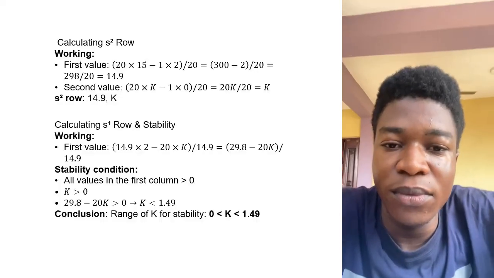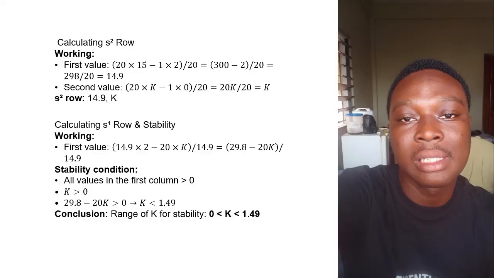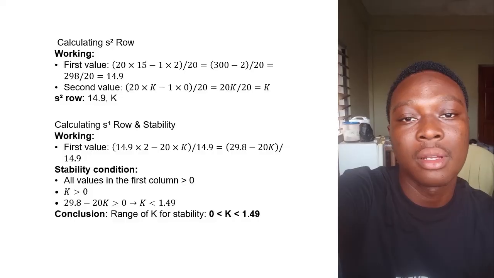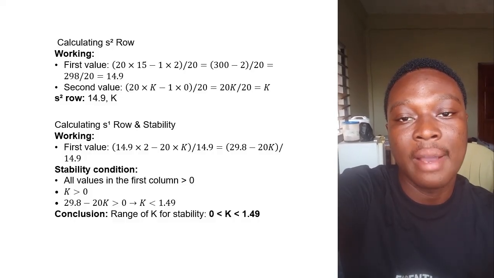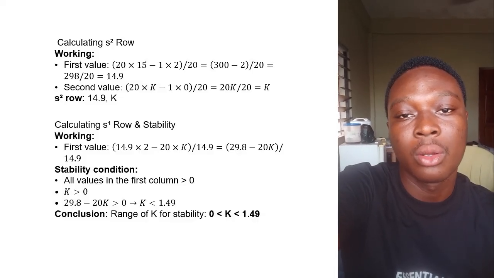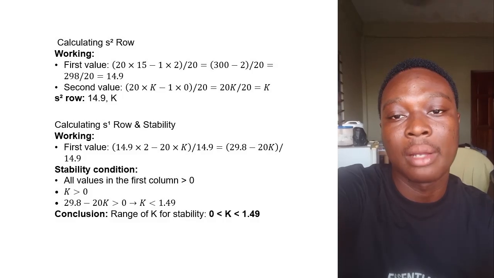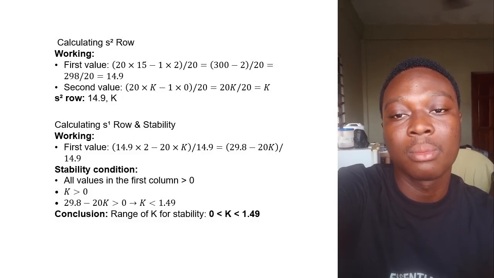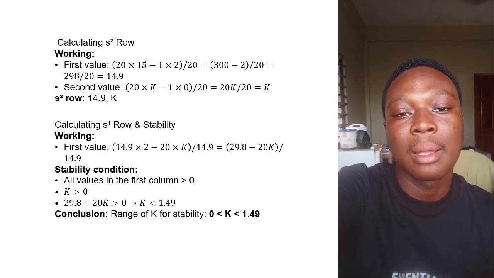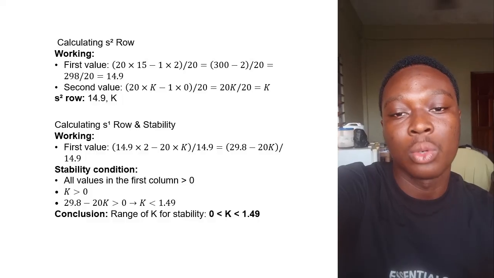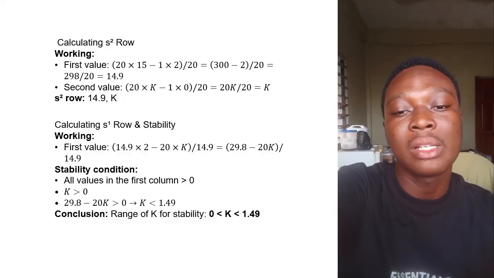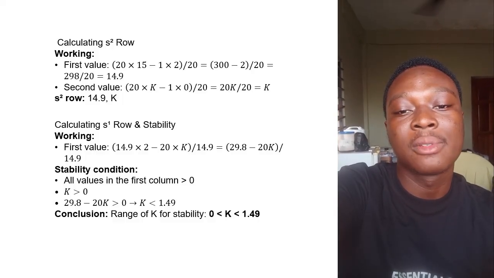Okay, so now we calculate the s squared row. To find the first value, we use 20 times 15 minus 1 times 2, divided by 20. This gives us 300 minus 2, all divided by 20, which is 298 divided by 20, giving us 14.9. For the next value, we also use 20 times k minus 1 times 0, all divided by 20. This gives us 20k divided by 20, which is equal to k. The s squared row becomes 14.9 and k.